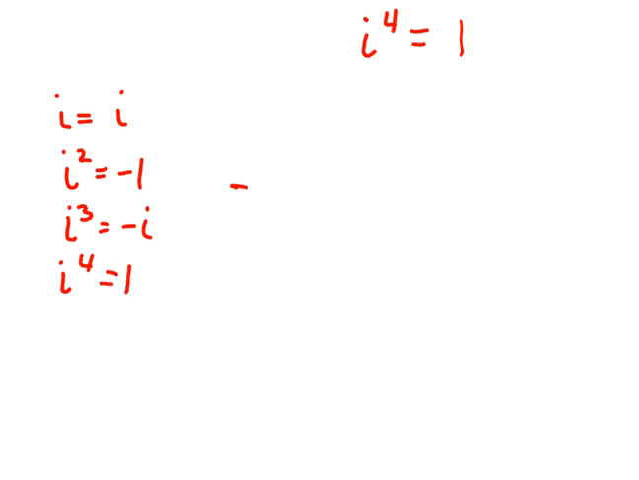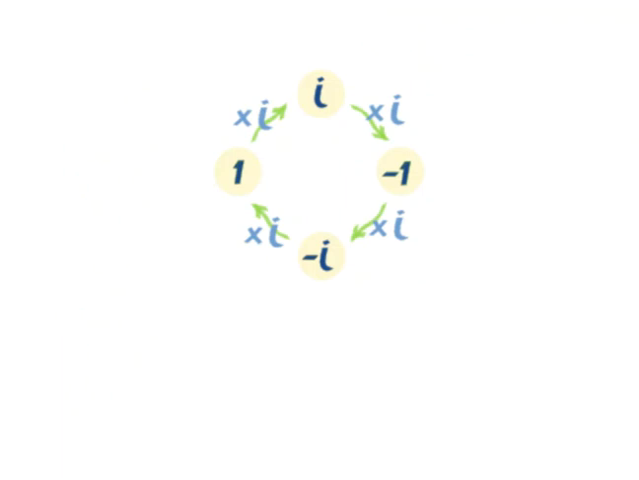And then the coolest thing happens if I keep on going. i to the fifth goes back to the same i. And i to the sixth is negative 1. And the pattern just keeps on going forever and ever. It follows what I call the circle of i. This is i squared, this is i cubed, this is i to the fourth. And then each time I multiply by i, it just goes around this circle. So i to the fifth is i, i to the sixth is negative 1, i to the seventh is negative i, i to the eighth is back to 1. And it just keeps going around and around this circle. It's a really cool, fascinating thing about powers of i.